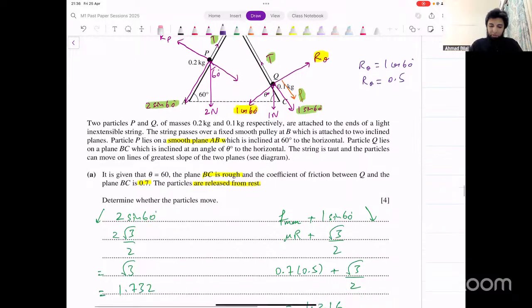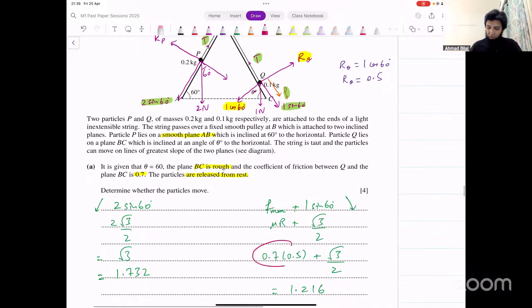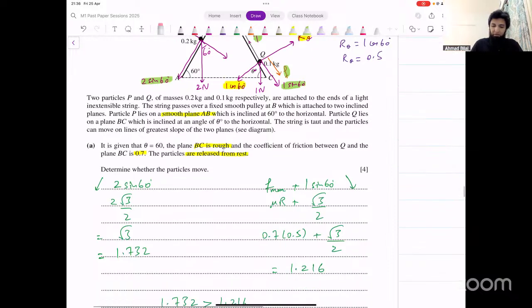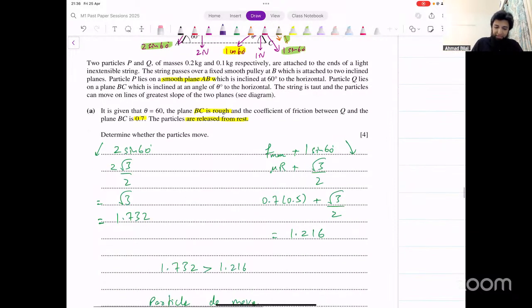The maximum possible friction is this 0.35 plus the weight component. That combined is less than the force acting on the left side. That means friction cannot stop it from moving.